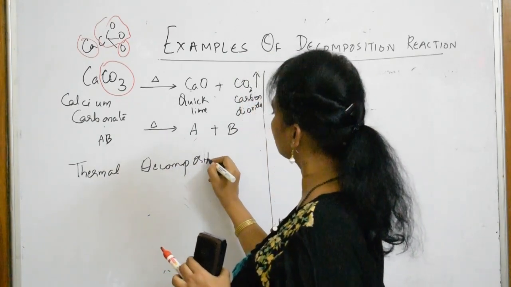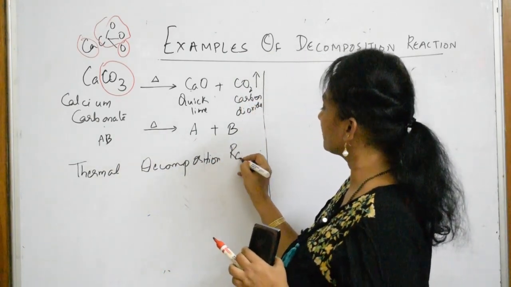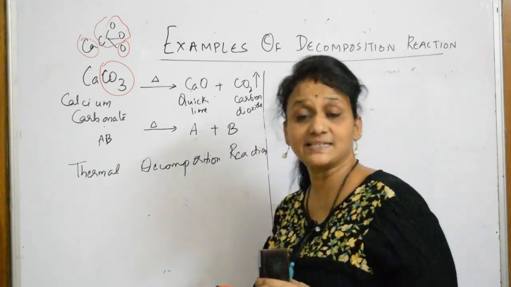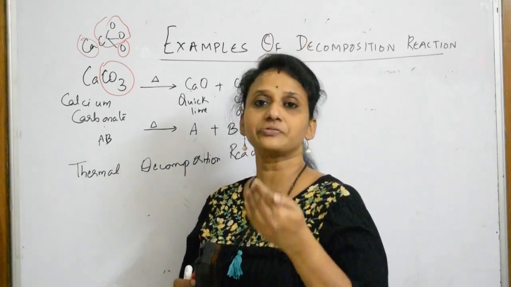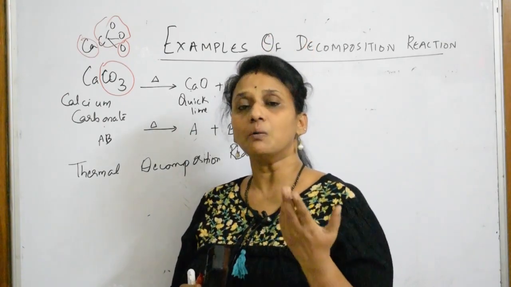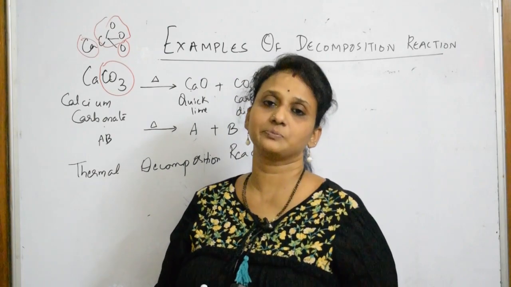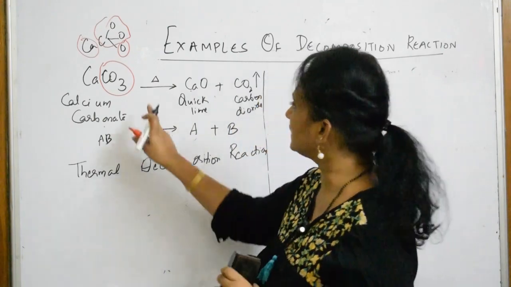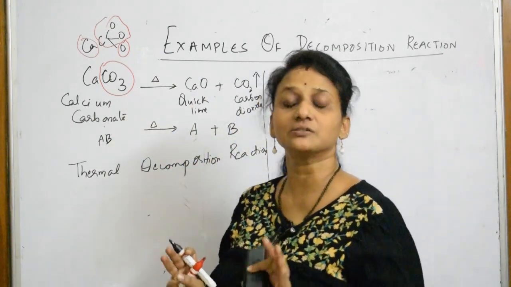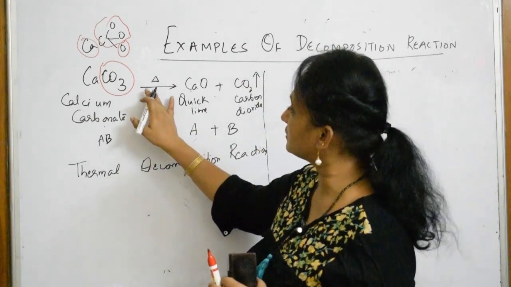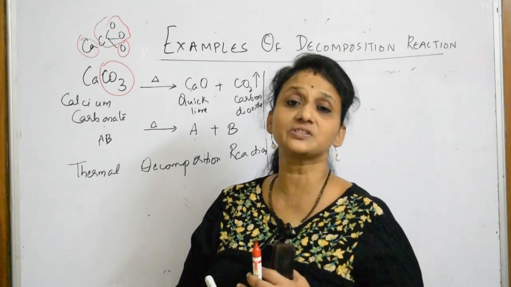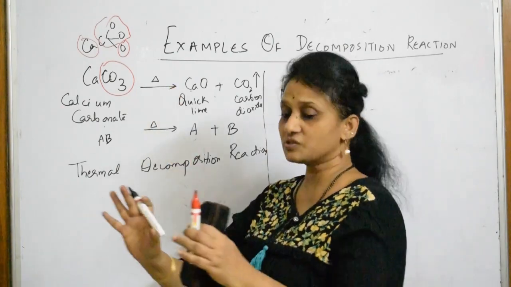Now why did I write this? Because in your exam they may ask you to give an example of a thermal decomposition reaction, or they may give you 4 different reactions and ask which among them is the thermal decomposition reaction. Whenever you see delta on top of the reaction, it means it is a thermal decomposition reaction. Here, a lot of heat is released, and that's why the process immediately breaks down.